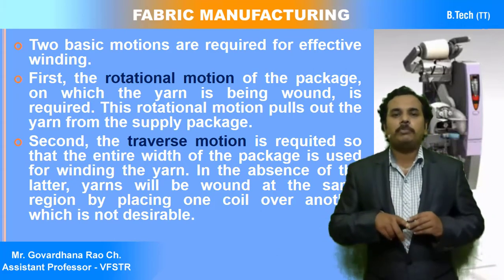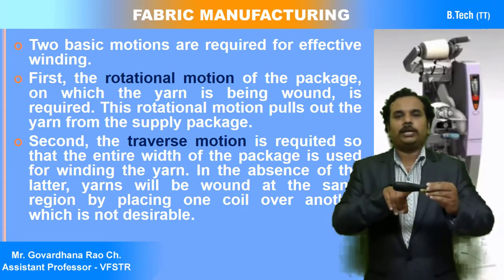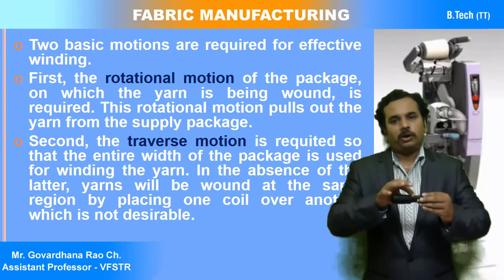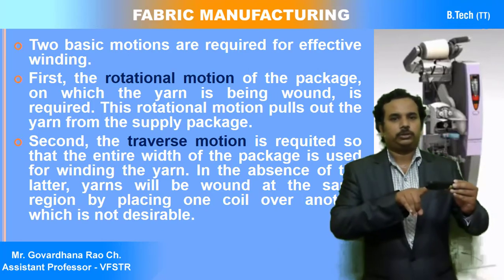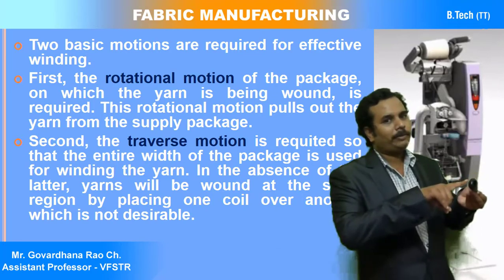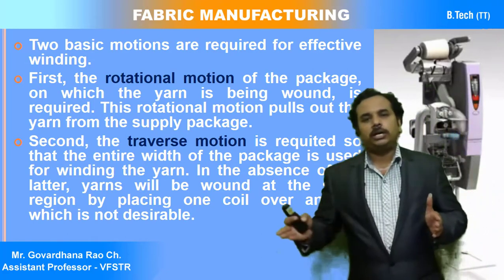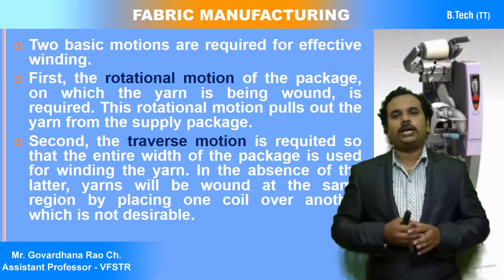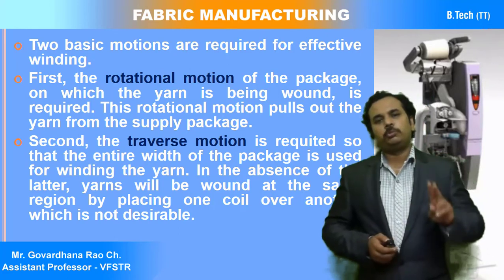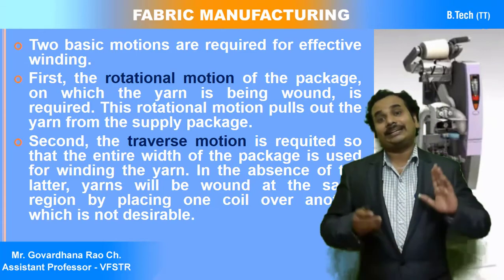The yarn should not be wound at one place. For example, this is your package, and if the yarn is wound at one place, a bunch of threads will be wound at one place. If we have a traverse motion, there is a package and the yarn is traversed while the package is rotating. So you are distributing the thread throughout the package area, so that the yarn is uniformly wound onto the package. These two motions are very important: one is called the rotational motion and the second is called the traverse motion.